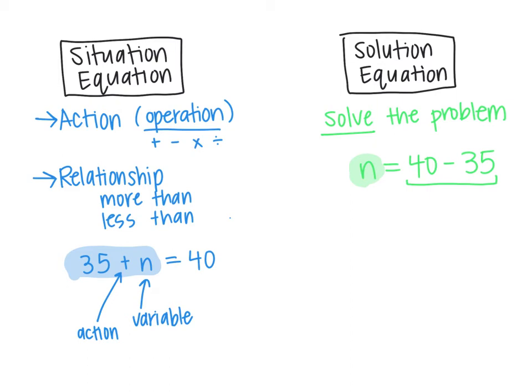So this is the main difference between situation equations and solutions. The situation will have the variable with the action and the step to take. The solution equation is where you put the variable by itself and you put the numbers with the operation on the other side of the equal sign so that you can figure out what the solution is. Solution is another word for solving.